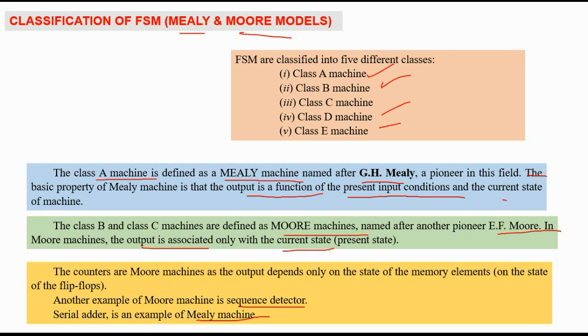So now I have discussed in this slide the classification of machines. This classification has been done into 2 categories, Mealy based and Moore based. So what does Mealy mean? In a Mealy machine, the output is a combination of the present input and the current state of the sequential machine. And coming to the Moore machine, the output is a function of the current state of the sequential circuit or the finite state machine.